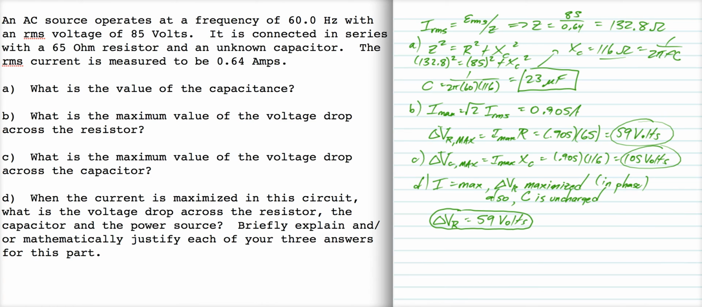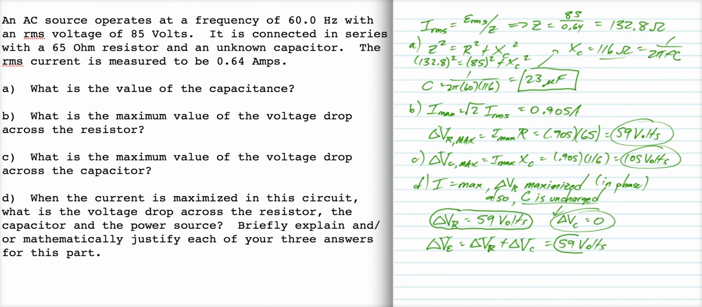And if the capacitor is uncharged, that means the voltage drop across the capacitor is 0. And then to determine the voltage drop across the power source, we use the loop rule. So at that moment, the voltage drop across the power source is equal to the sum of the voltage drop across the resistor and the voltage drop across the capacitor, so that's just 59 volts.